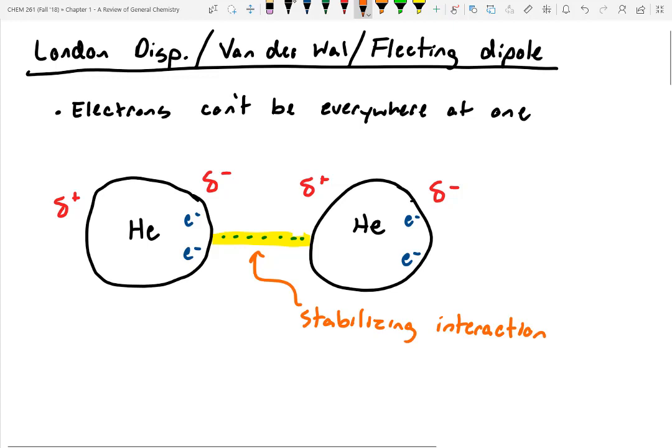The interesting thing with these, though, is we know electrons aren't static. They move around a lot. So typically these are kind of weak interactions. However, if you've got a large amount of surface area, these weak interactions can add up to mean something significant. So let's consider this. More surface area equals stronger attraction.